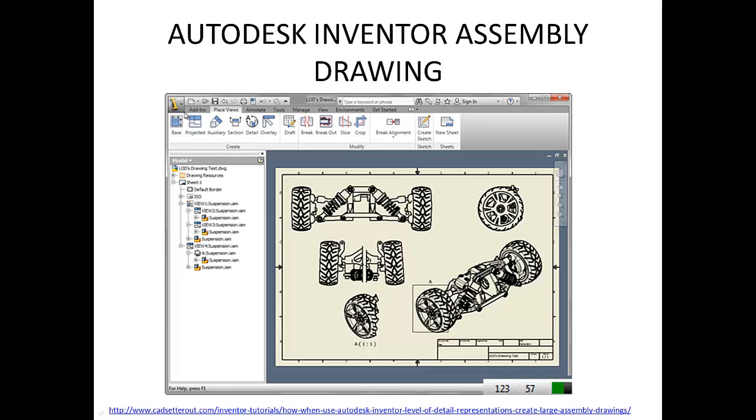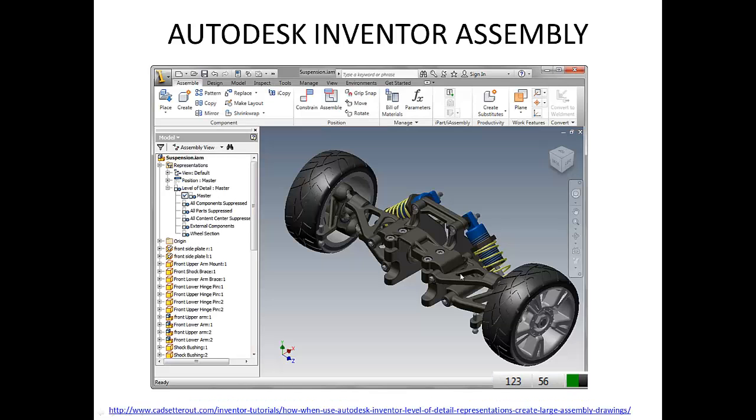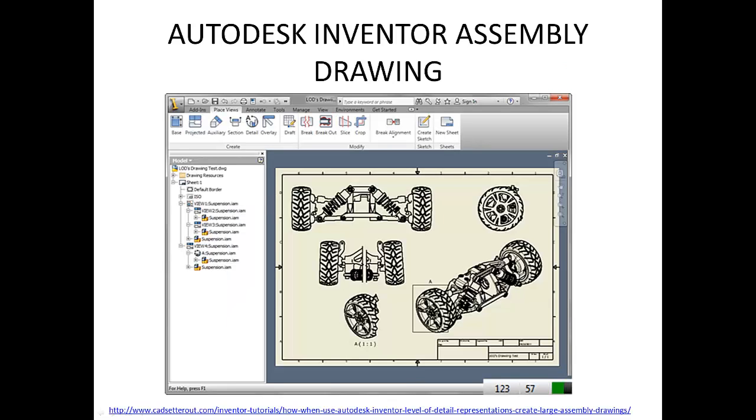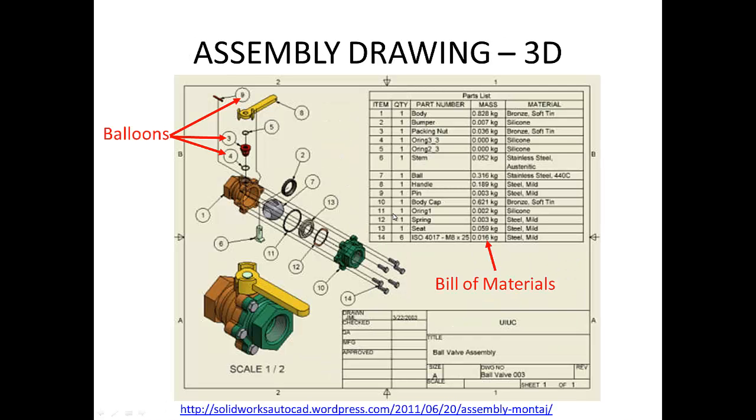So for example, it will look like this. You see we have this kind of design, and we will show different views, and we can show broken views if it's too long, and then you can put the ISO view and different kinds of things. So this is the basics about assembly drawing that I want to show you.